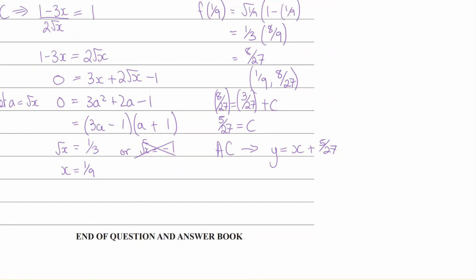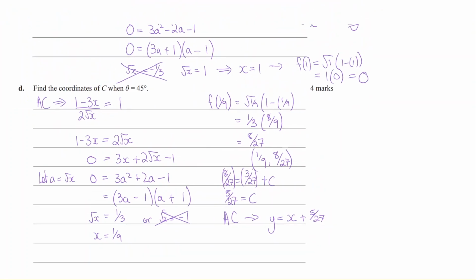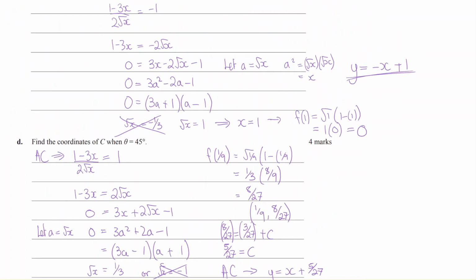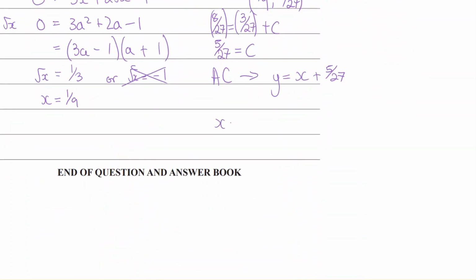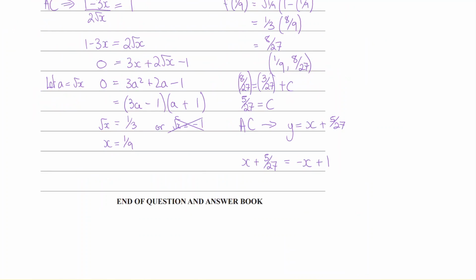So we want to find out where this line, AC, and where our previous line cross. So we want to find where x plus 5 on 27 crosses over with the line -x plus 1. So x plus 5 on 27. So I'm going to bring the x's over to one side. I'm going to move that 5 on 27 to the other side, so I'll get 22 on 27. So x is equal to 11 on 27.